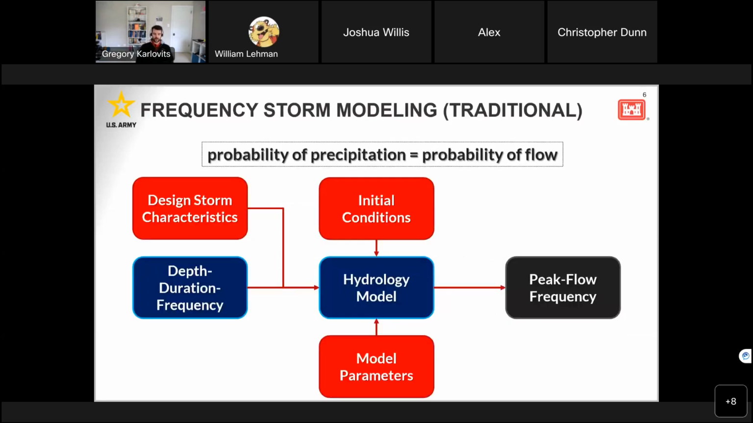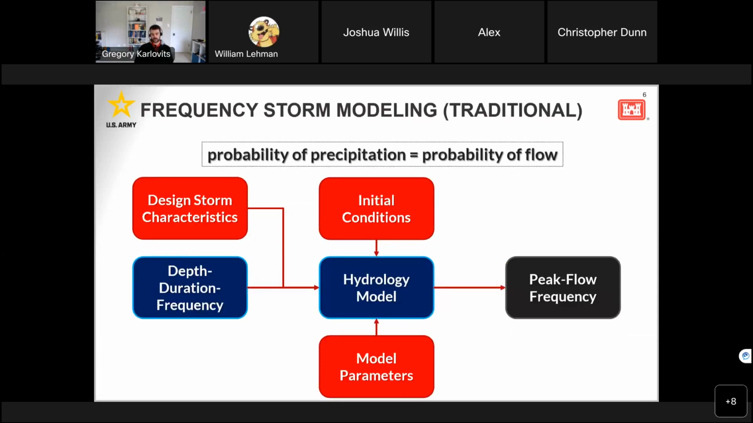So for anybody who's done this or not done this before, this flow chart illustrates how we usually do flow frequency modeling based on precipitation events. So what we do is, if you go to the left side here where the depth, duration, frequency box is, that's where we get our information about the relationship between the duration of rainfall, the amount of rainfall, and its frequency. So Atlas 14, one of the most famous products for doing that. Atlas 2 is one of its predecessors. There's also various TPs and other documents that cover this.